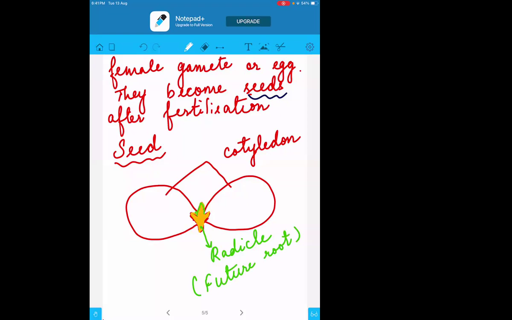And this top part is called the plumule. The other name of the plumule is the future shoot. So in the future, this part will get converted into the shoot. And outside, they have a coat, and this covering is called the seed coat. So two cotyledons, the down part is the radicle, the upper part is the plumule, and the covering is the seed coat.